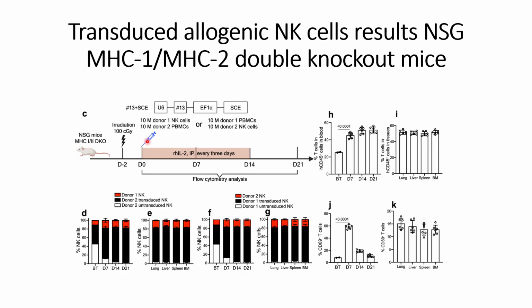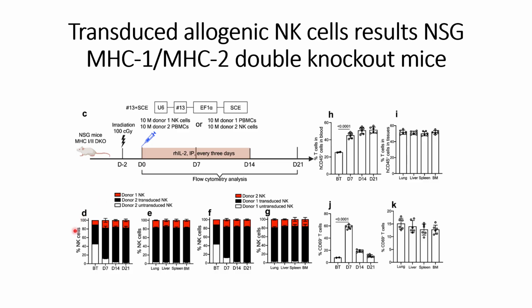They use combinations where, in one combination, they use donor 1 NK cells and then donor 2 transduced NK cells, so this will act as allogenic NK cells, together with donor 2 untransduced allogenic NK cells. At the same time, they also mix these cells with the T cells of both donor 1 and donor 2.